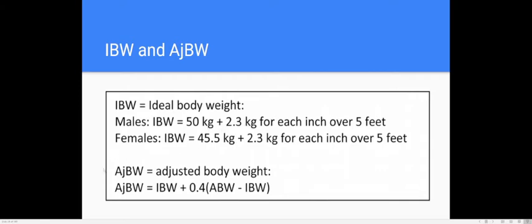Adjusted body weight isn't used as much, but it is important to the equation. It's ideal body weight plus 0.4 times the quantity of the actual body weight minus the ideal body weight. This is used when the actual body weight is a lot higher than the ideal body weight. It's just another way to adjust it. You might not need that bottom equation, but ideal body weight you'll definitely need.